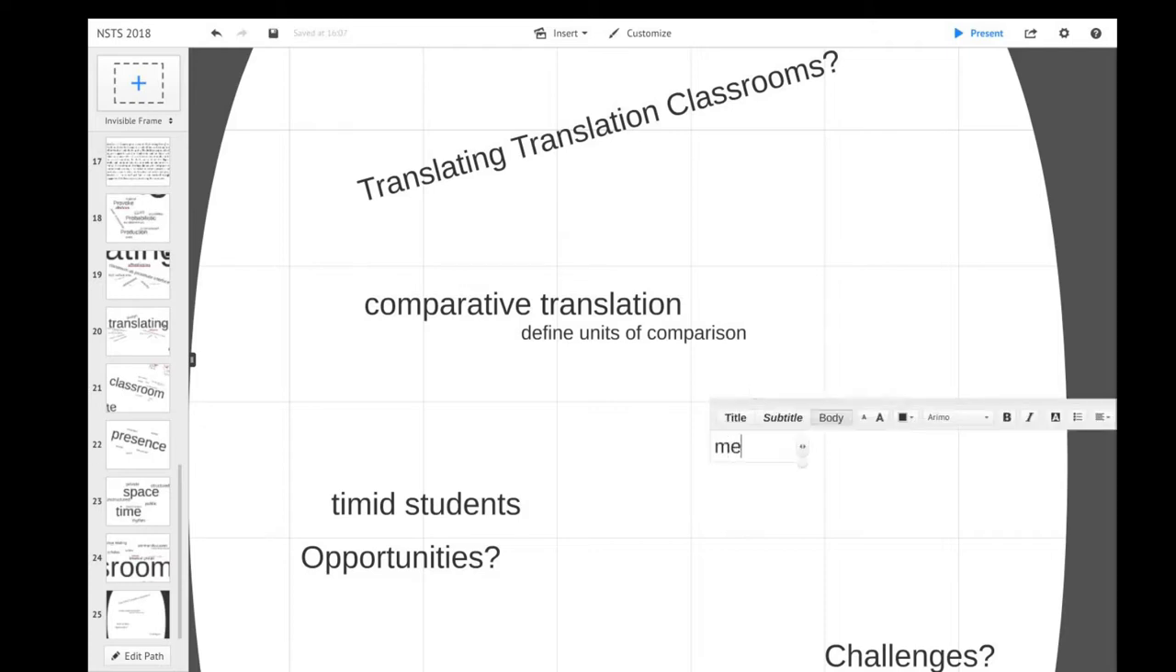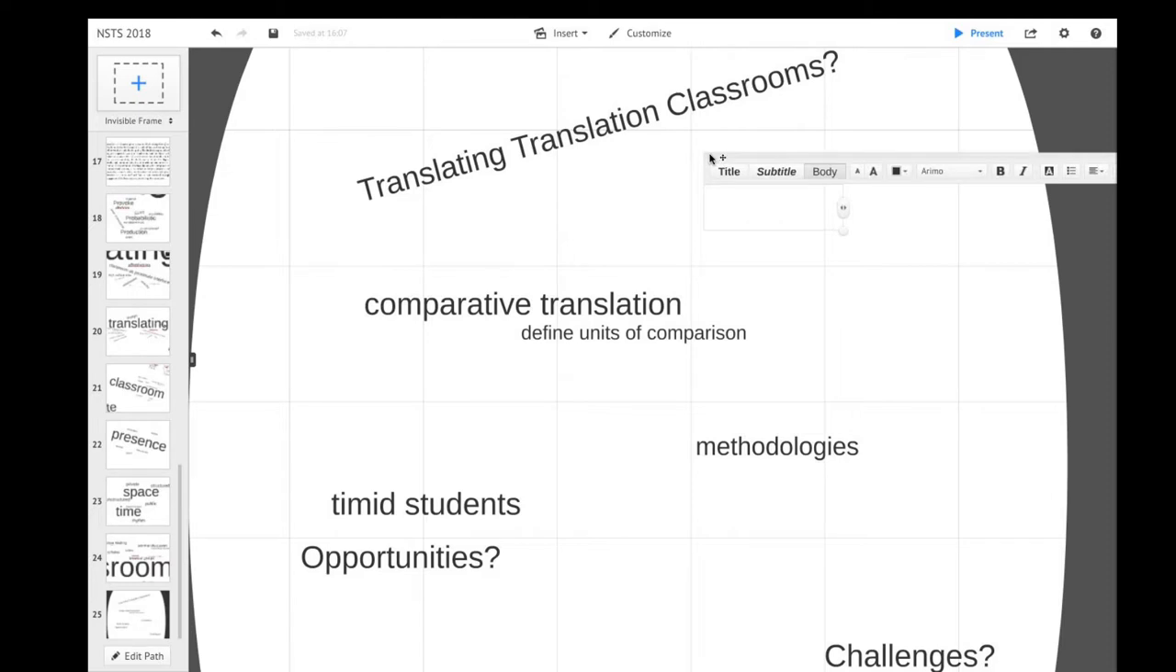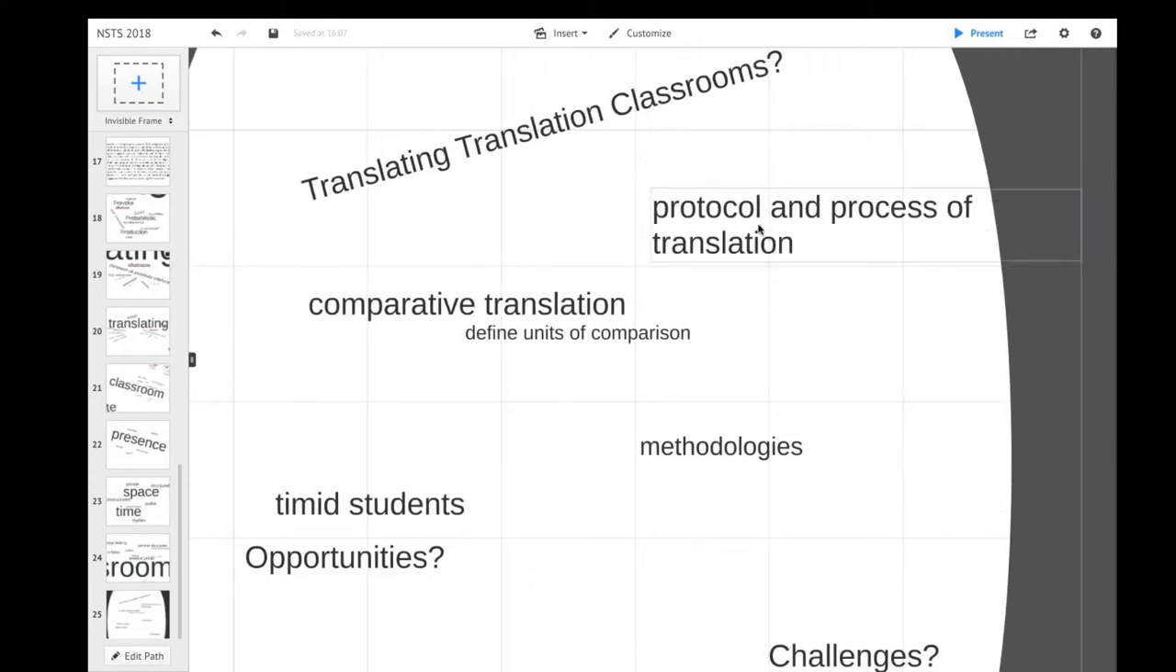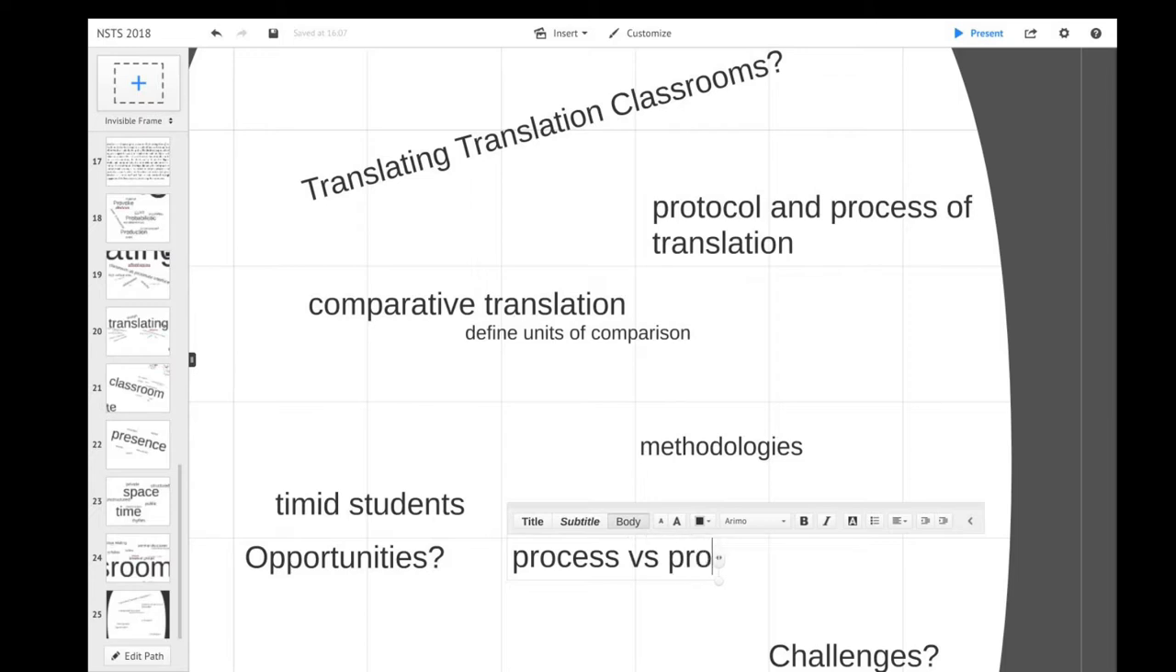Methods? How do you translate the methodologies? What were you going to say, Tom? I was going to suggest we have a space to do what's called a protocol of translation. It's a running commentary on what was going on while they were thinking. Because that's something you lose when you just compare product. And process of translation, is that what you're saying? There's more space for that? Yes, exactly. I love it. That idea of process versus product, really important.